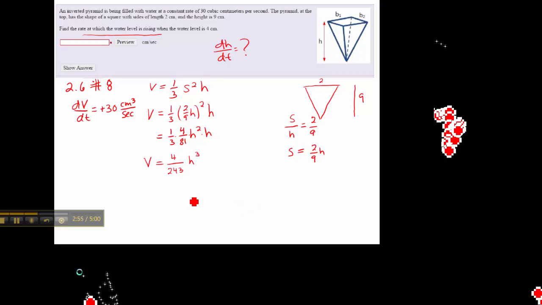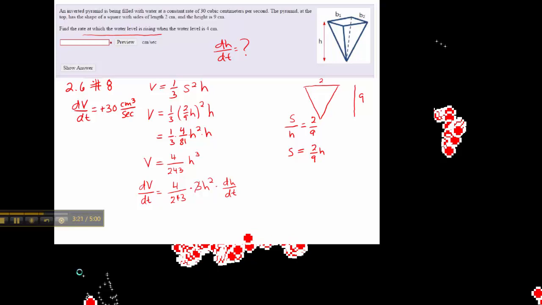Alright, so now I'm going to take the derivative, so dV/dt is equal to 4 over 243 times 3h squared times dH/dt. Alright, so in order to solve this, I can simplify this 3 with this 243 and make it 81. And now I'm going to plug in the information that's given in the problem.